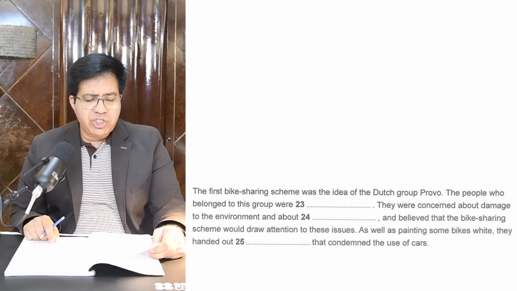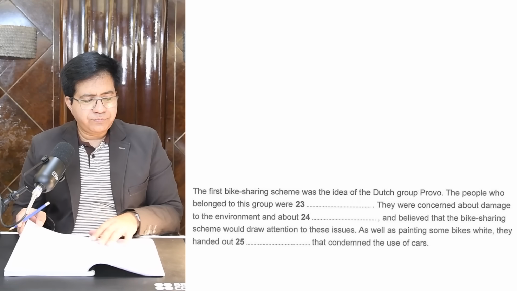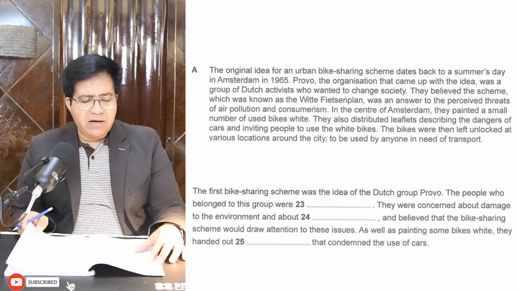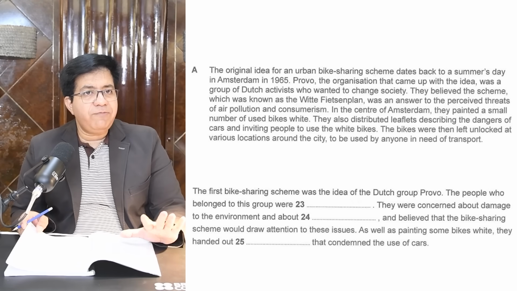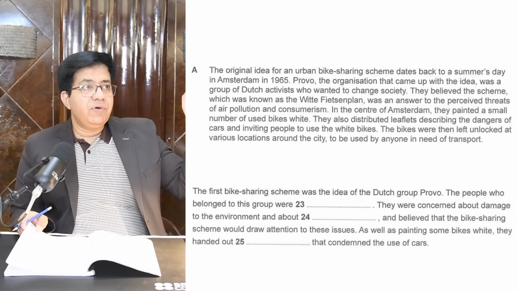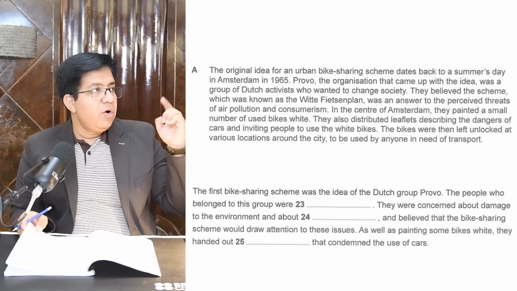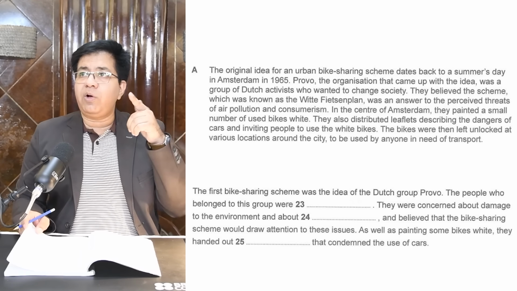First urban bike sharing scheme, Dutch group Provo. Now please go back and look for the word Provo. Okay, you can see the word Provo and first bike sharing scheme, that is in paragraph A. Now this is the location. It means you will find the answers from here onwards. It is possible that you find all the answers in one paragraph, or it is possible that in one paragraph you find one answer. You need to follow the clue word.